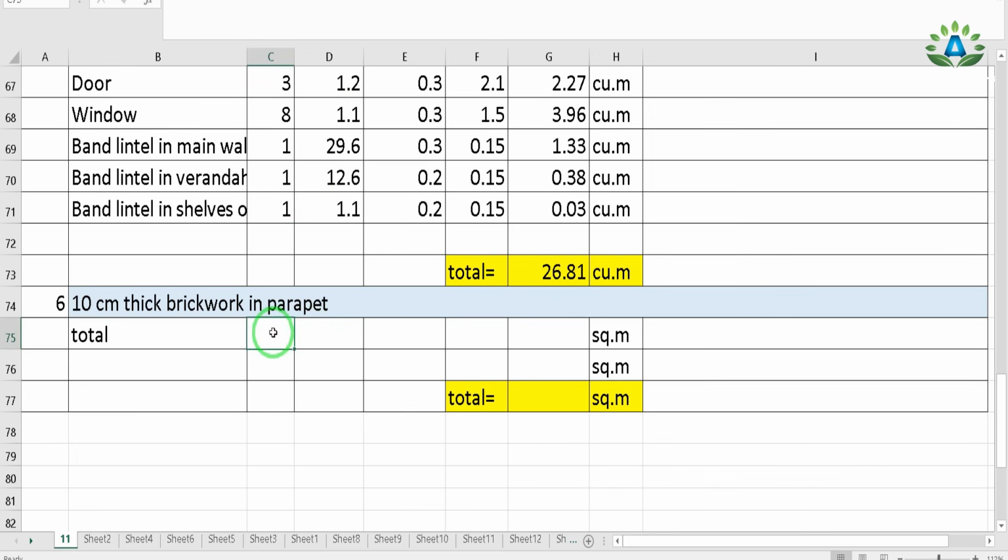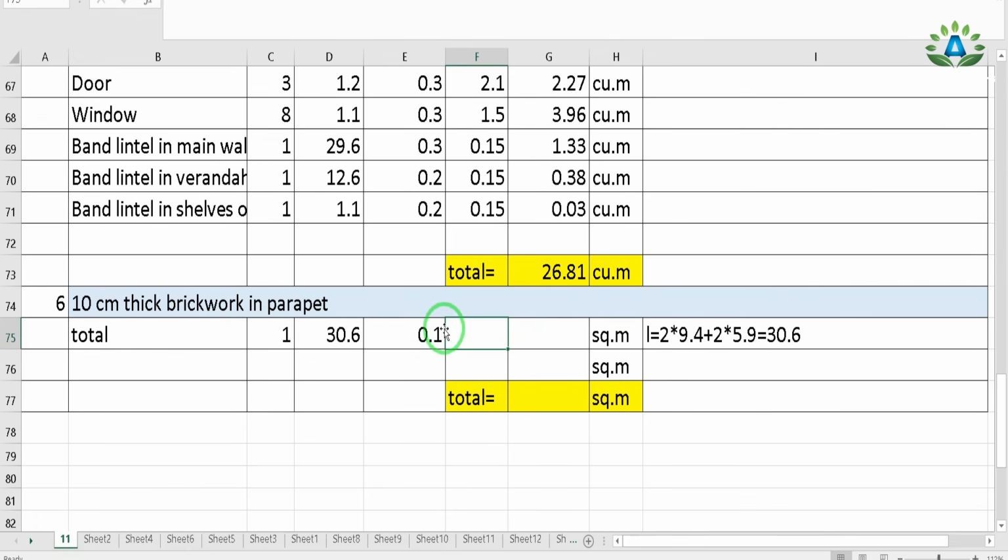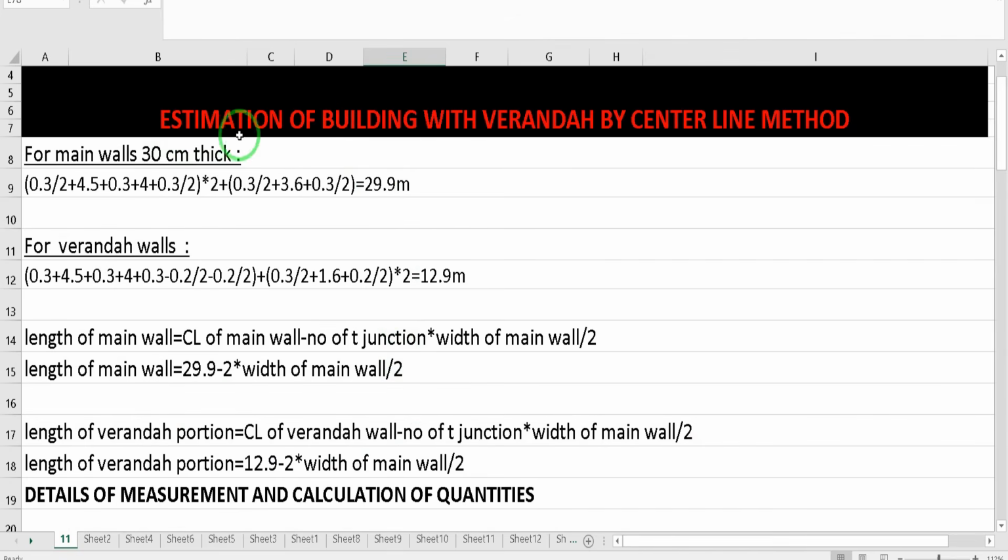We have only one number of this parapet, so 1, and this length will be the total perimeter, that is 2 times 9.4 meter and 2 times 5.9 meter, that will be 30.6, and the width of this parapet is 0.1. So we have this parapet from this side up to this side, and this is our LC portion, and we assume that it is of 10 centimeter. So this total will be 60 plus 10, that is 70 centimeter or 0.7 meter. So we get 2.14 cubic meter. In this way, we have completed part 1 of this estimation of a building with veranda by the centerline method.